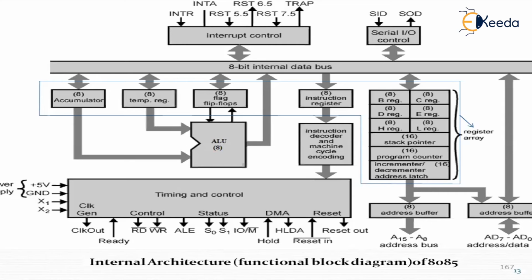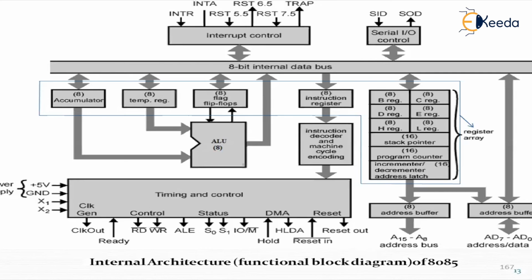Then it is connected to the accumulator. Now, the accumulator, temporary register, flip-flops, and instruction register. Then you have the stack pointer, program counter, and increment or decrement address latches. Together they are called the register array. And the flag flip-flops are connected to the ALU in a bidirectional way. Then you have the instruction decoder and machine cycle decoding.